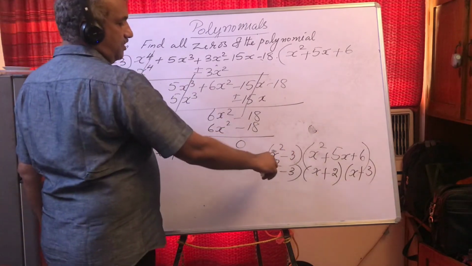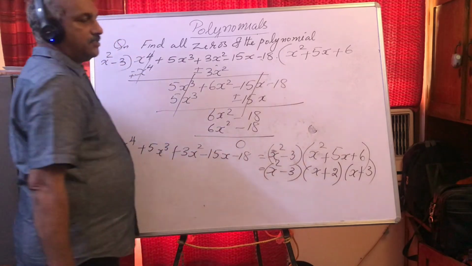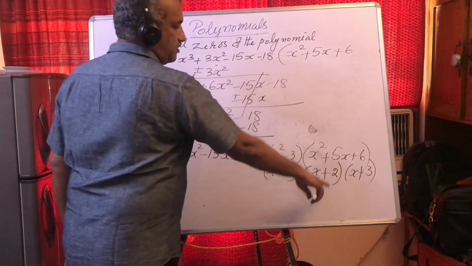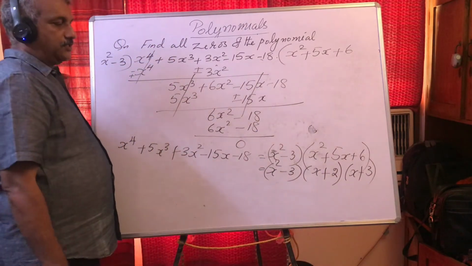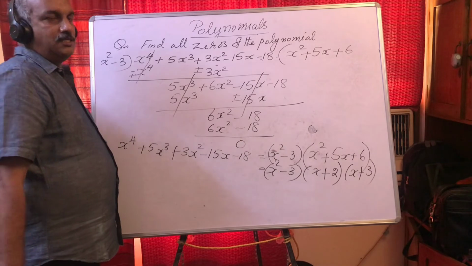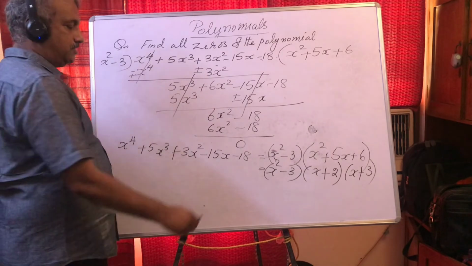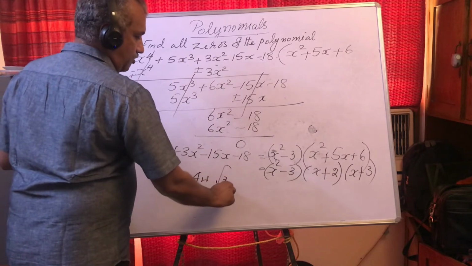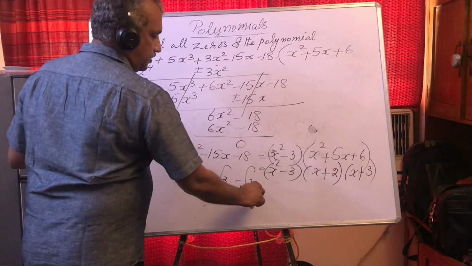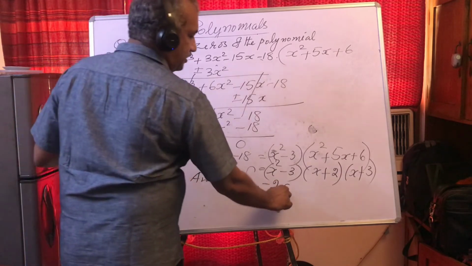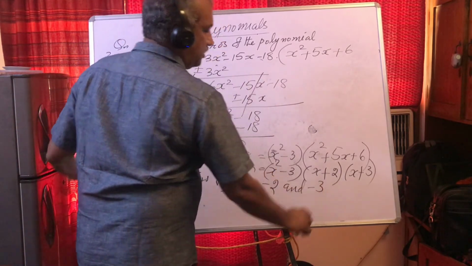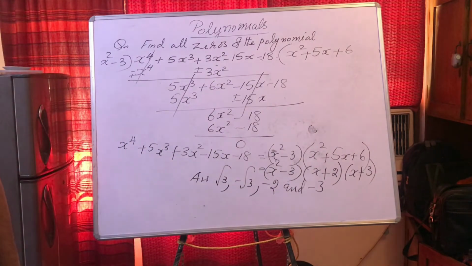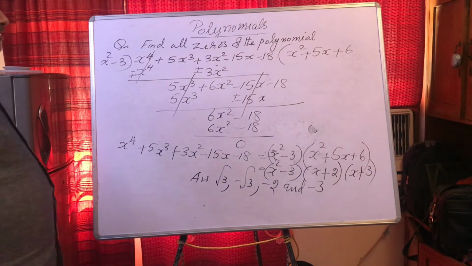Now when we find the zeros, if x square is equal to 3, x is equal to root 3 plus or minus, and when x plus 2 is equal to 0, x is equal to minus 2, and when x plus 3 is equal to 0, x is equal to minus 3. So answer is root 3, minus root 3, minus 2 and minus 3 are the four zeros of the polynomial. So we'll get the four zeros of the polynomial like this.